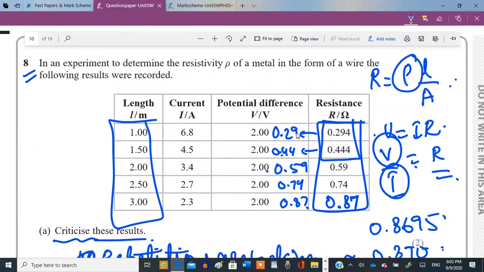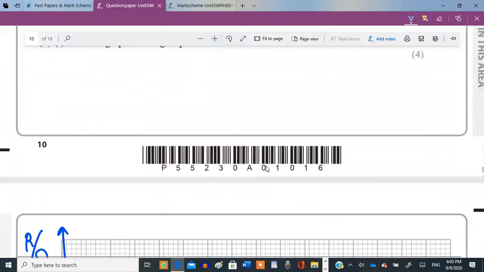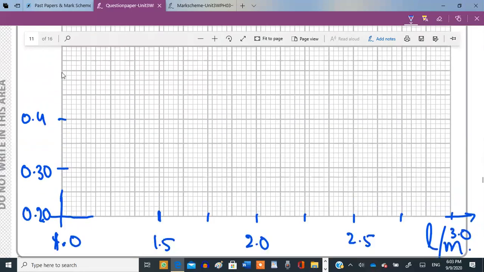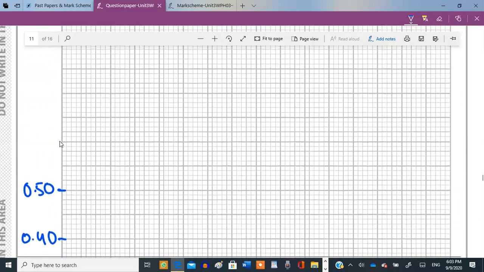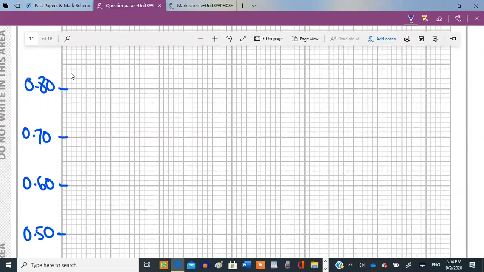Now what about the y-axis? It's starting from 0.29 going to 0.87. Consider this as 29 and 87. So let's start out from, let's say, 0.20. Then 0.3, 0.4, 0.5. Keep them to 2 significant figures. 0.60, 0.70, 0.80, 0.90.